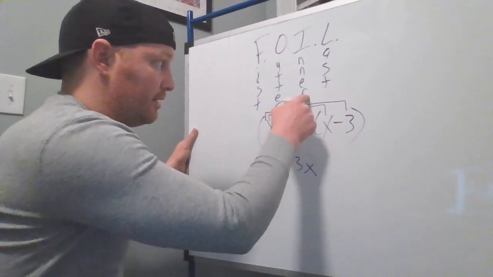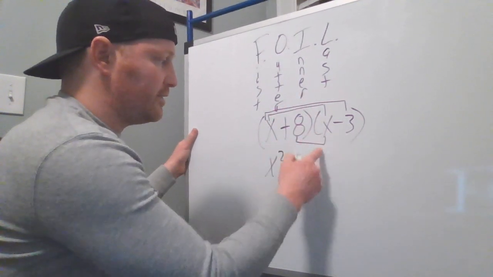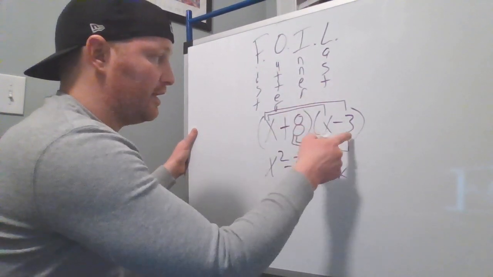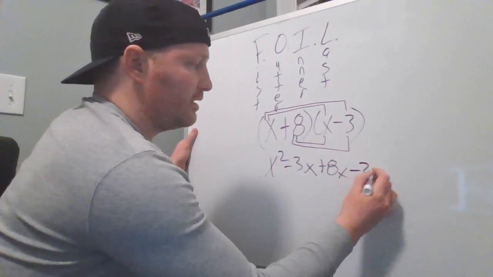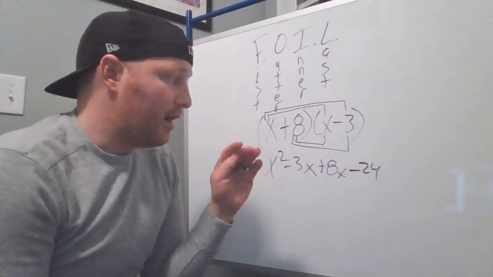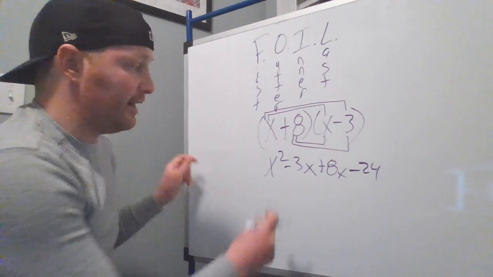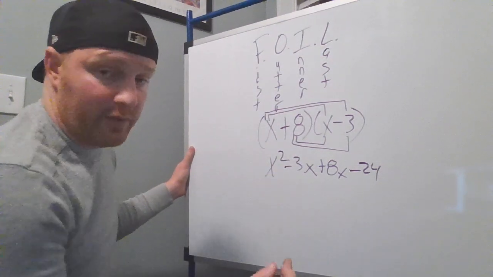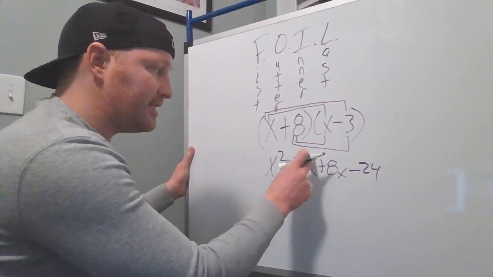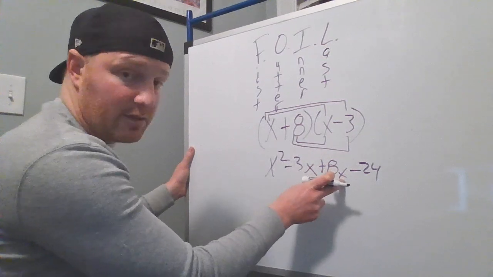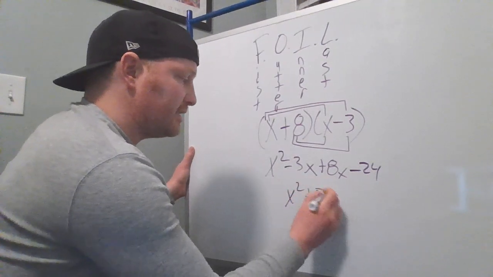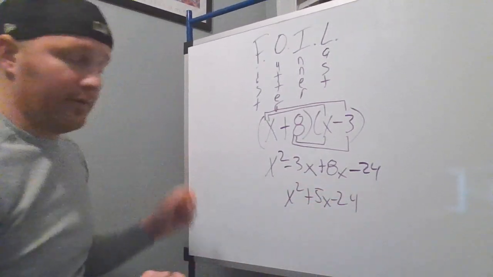Then I do my inner. All right, right here, 8 times x is plus 8x. And last but not least, I do my last two terms. 8 times negative 3 is negative 24. Now, the last thing I always make sure I do is combine like terms at the end, always simplify. Now, remember from before when we did stuff with exponents that these are not like terms, because this has an exponent of 2, this has an exponent of 1. These are the only like terms you can combine. So, x squared, negative 3 plus 8 is positive 5x, minus 24.